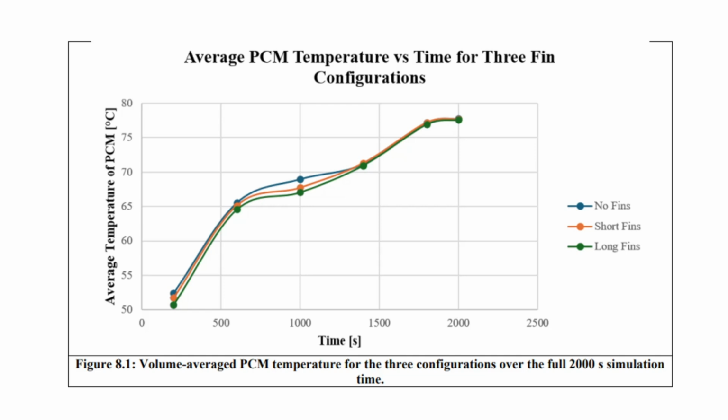The main takeaway is that fin height only affects the early part of the heating process. The no fin case warms slightly faster because it has the least aluminum mass, while the fin cases lag a bit due to thermal inertia. But after around 1,200 seconds, we can notice that all three cases converge, particularly here, showing that under pure conduction, fin height has a really limited impact on the long-term temperature of the PCM.